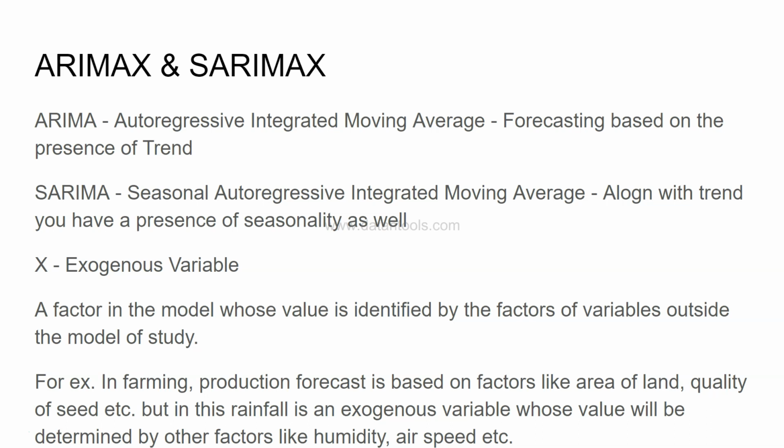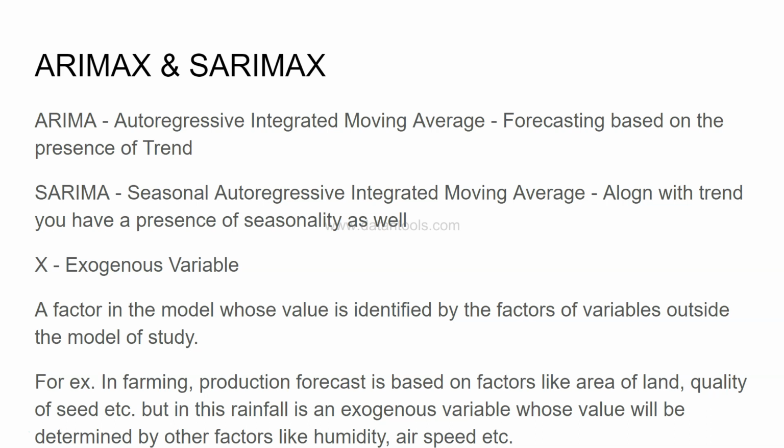But in this, rainfall is an exogenous variable whose value will be determined by other factors like humidity or airspeed, etc. So as you can see, production is heavily dependent on some of the direct variables, but indirectly or externally it has rainfall as an exogenous factor.